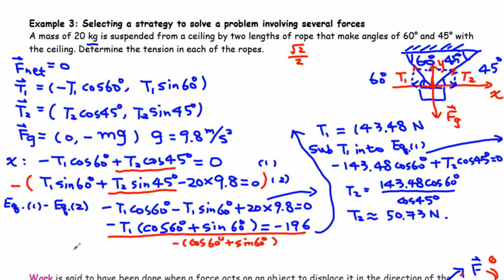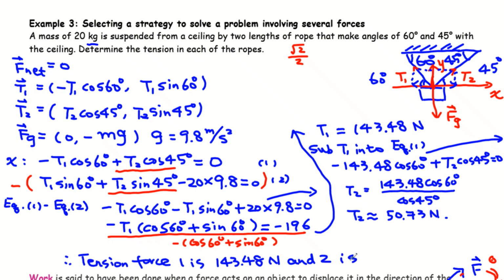So I forgot the statement here, so you could write the statement. Therefore, tension 1 is 143.48 Newtons, and tension 2 is 50.73 Newtons. Okay. And the last one is work.